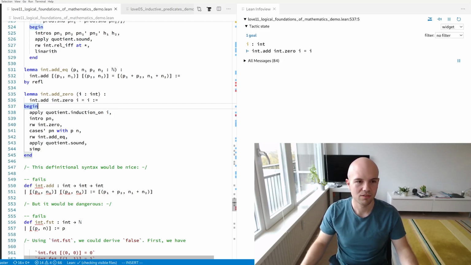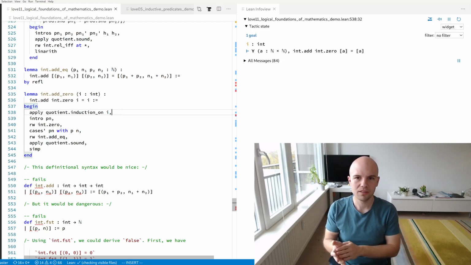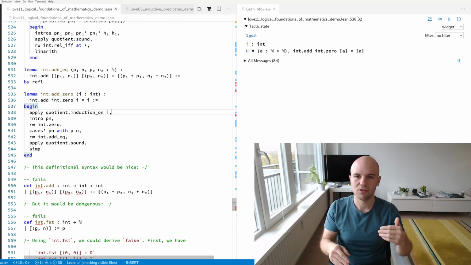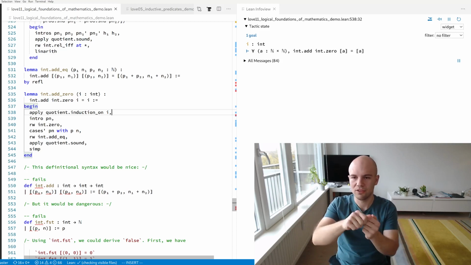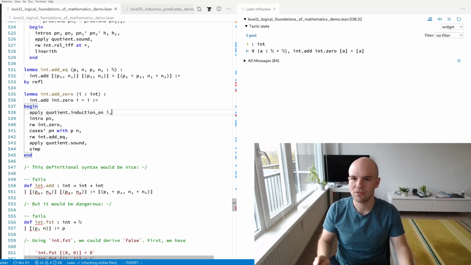So we do induction on i, and we apply the quotient induction lemma. Now we've transformed the goal. We started with the goal that says for all integers, and now we transform the goal using the quotient induction to for all pairs. So for all pairs a, b, adding 0 to the equivalence class of the pair is the equivalence class of the pair. Okay, this is much more tractable because now it's no longer a statement about quotients.